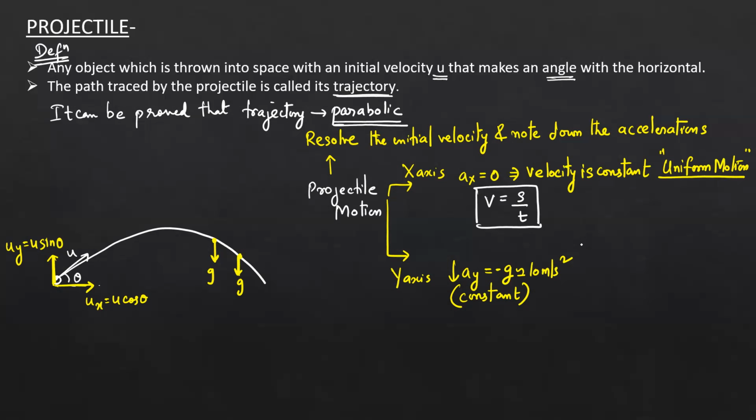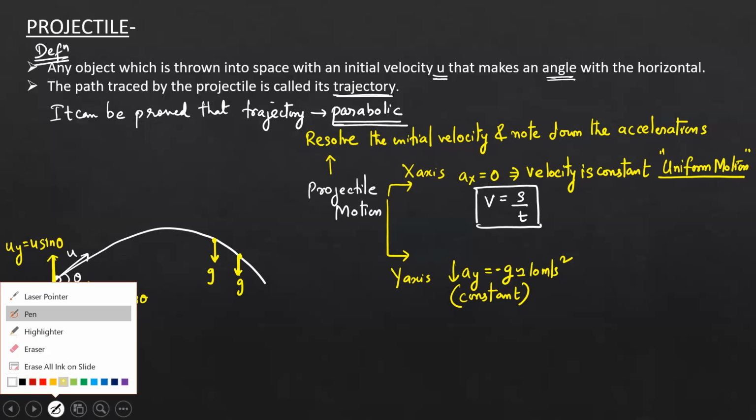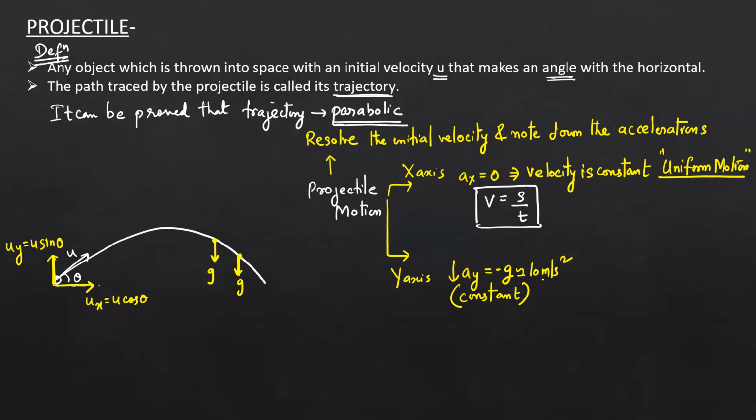And when acceleration is constant, acceleration equal to minus g, and that is a constant value, isn't it? Minus 10 meters per second square. So that means acceleration is constant. When acceleration is constant, what motion is it said to be? It is said to be uniformly accelerated motion. What motion? Uniformly accelerated motion.